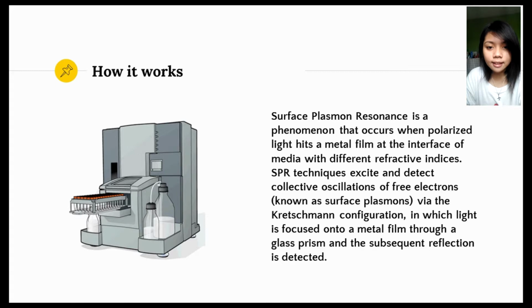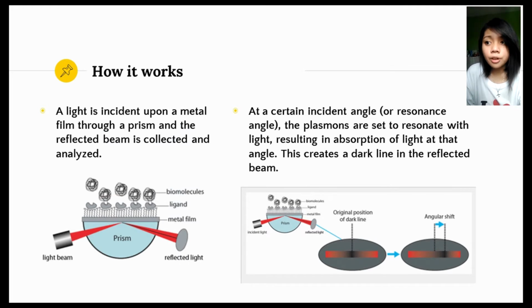SPR techniques excite and detect collective oscillations of free electrons known as surface plasmons via the Kretschmann configuration, in which light is focused onto a metal film through a glass prism and the subsequent reflection is detected. Light is incident upon a metal film through a prism and the reflected beam is collected and analyzed. At a certain angle, the plasmons are said to resonate with light, resulting in absorption of light at that angle. This creates a dark line in the reflected beam.